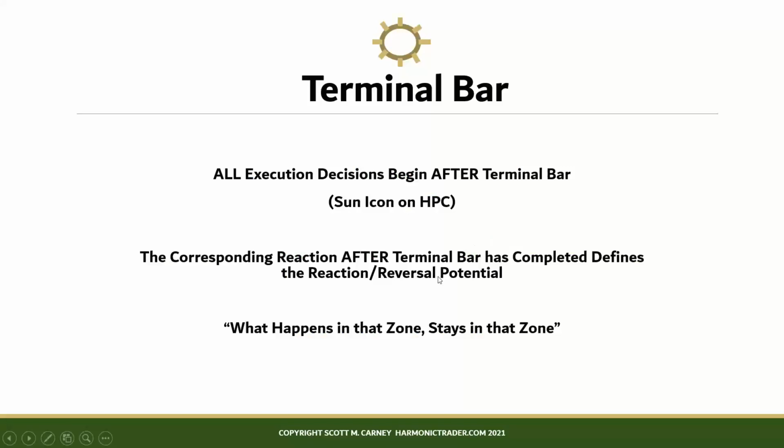Because at that terminal bar, all of our decisions start there. And again, it's the sun icon. A lot of what I'm doing and will do tomorrow in the execution strategies is I've reduced it down to just, hey, recognize the sun, the triangle, and then I'll show you how I look at the individual bars in that zone. And then it's all about what happens after. Again, what happens in the zone stays in that zone, meaning that essential harmonic level is critical.